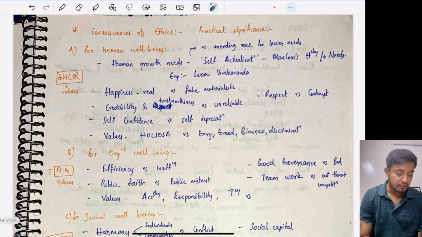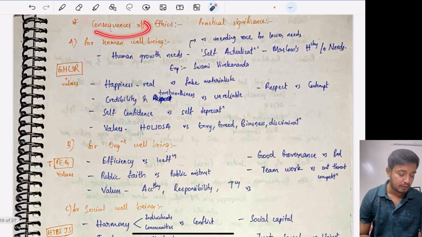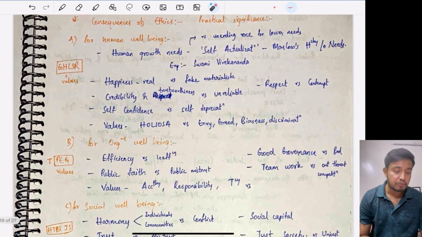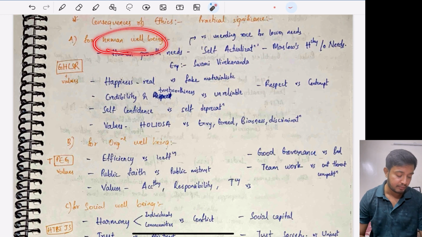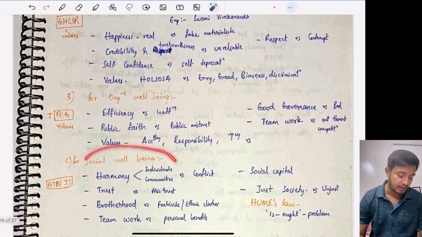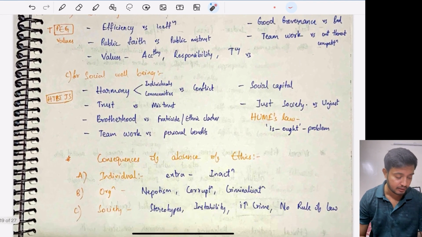Again, this is from the consequences part. I'll be dealing with it in the next video. What are the consequences of incorporating ethics in your actions, the positive consequences, and what are the negative consequences of not incorporating ethics in your actions, for human well-being, for organization well-being, for general social well-being. Divide it into such lines. We'll be dealing with it in the next video.